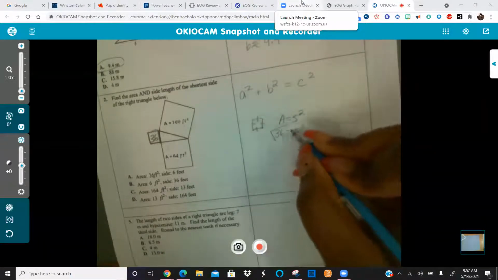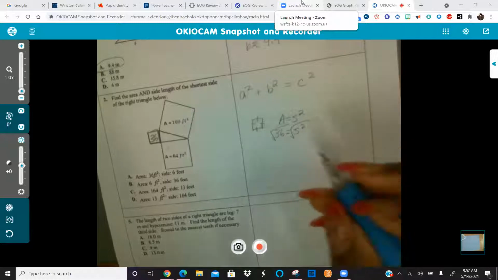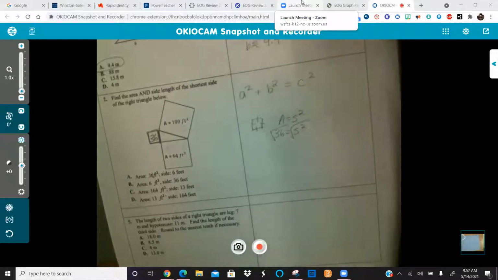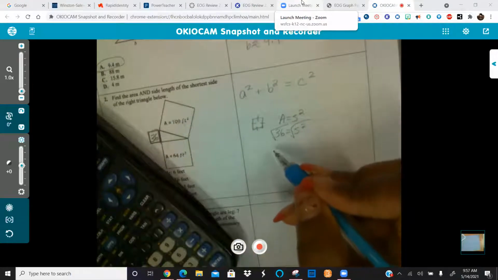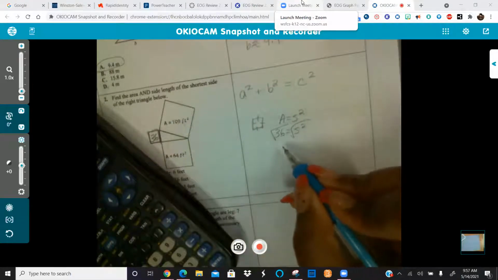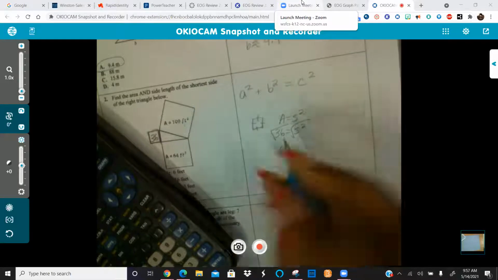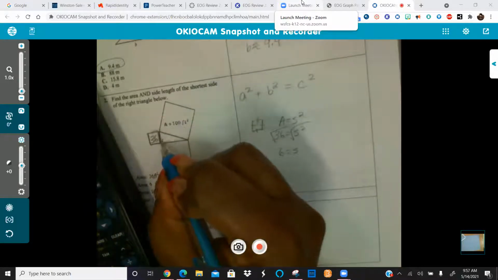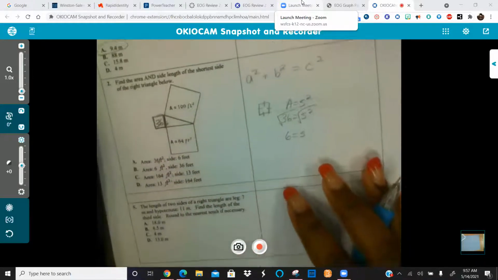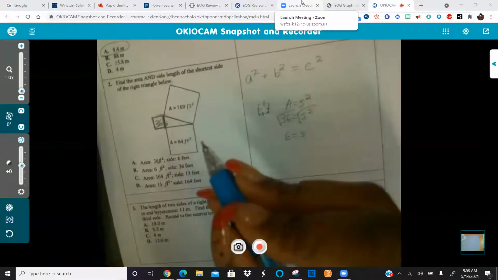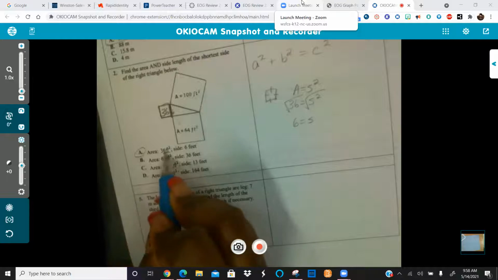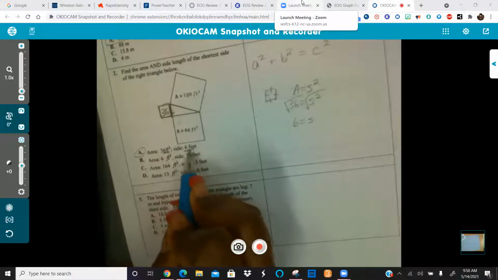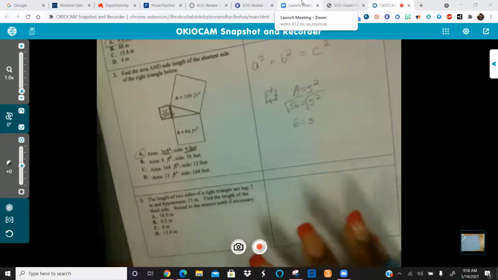So we're going to find the square root. What's the square root of 36? What number can be multiplied times itself to give me 36? 6. So 6 is my answer for the side length. So this side length is 6. All right. So which one of these is the answer? We said, very good, it's A. We said the area is 36 and the side length is 6. So A is going to be our answer there.